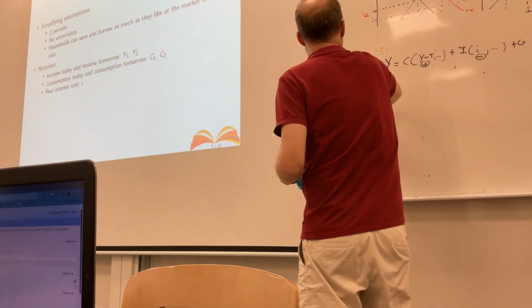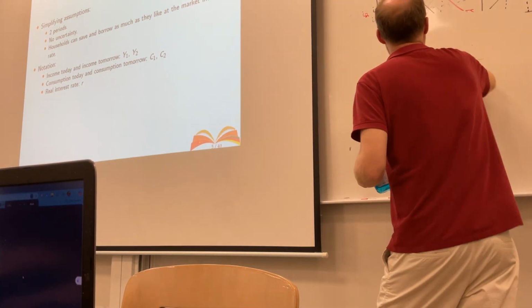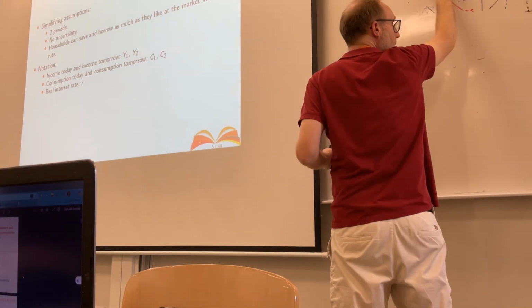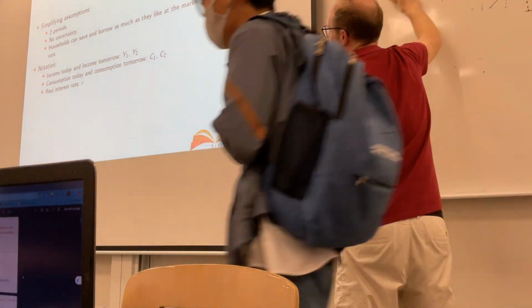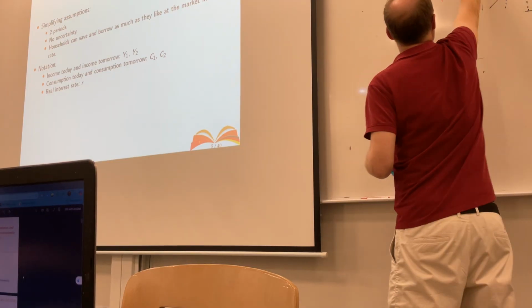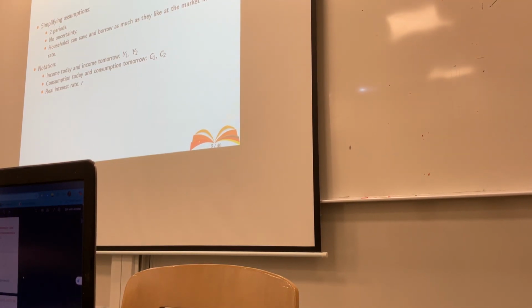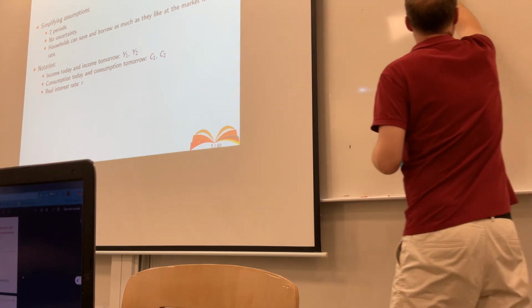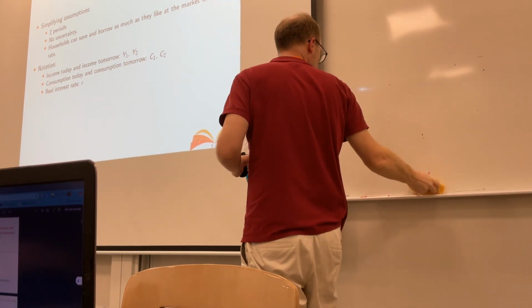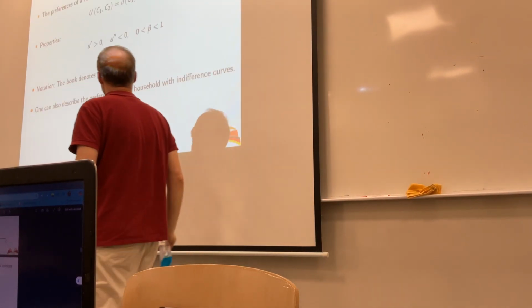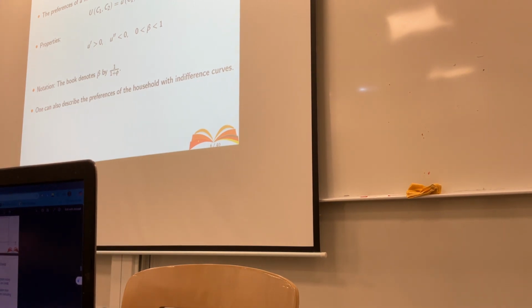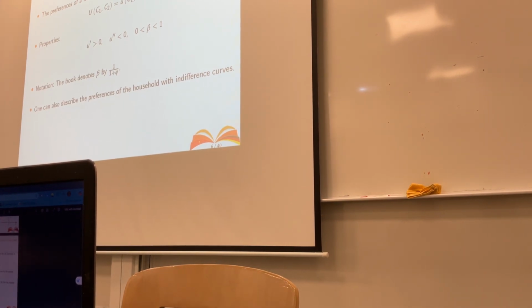So just in terms of notation, y is now going to be income. So we have income in period 1 and period 2, y1 and y2. Consumption today and tomorrow, C1, C2, and our interest rate, R. We're going to make some, let's write this out.